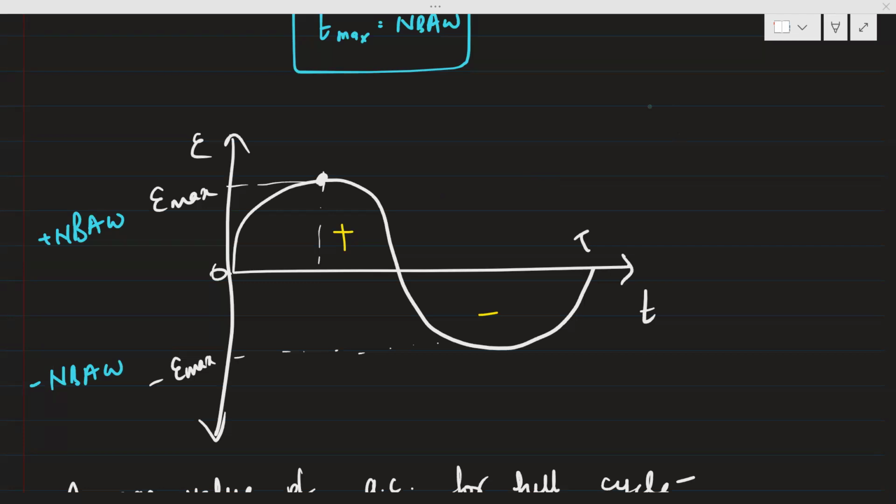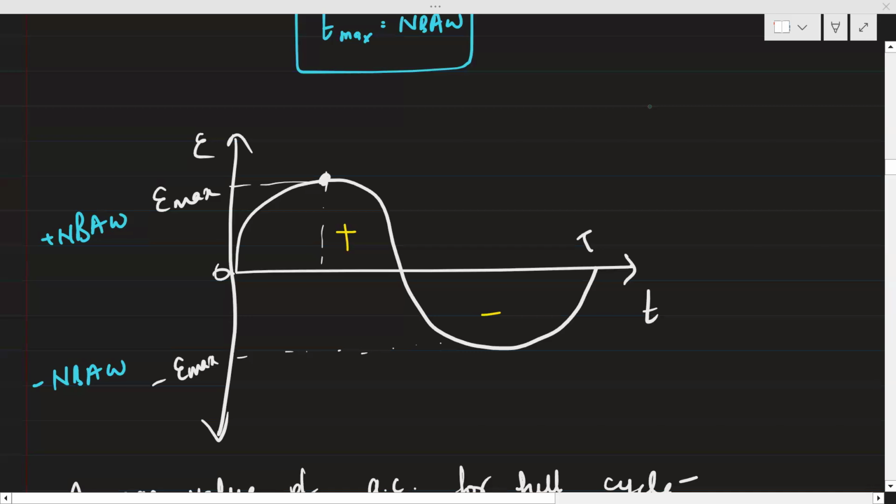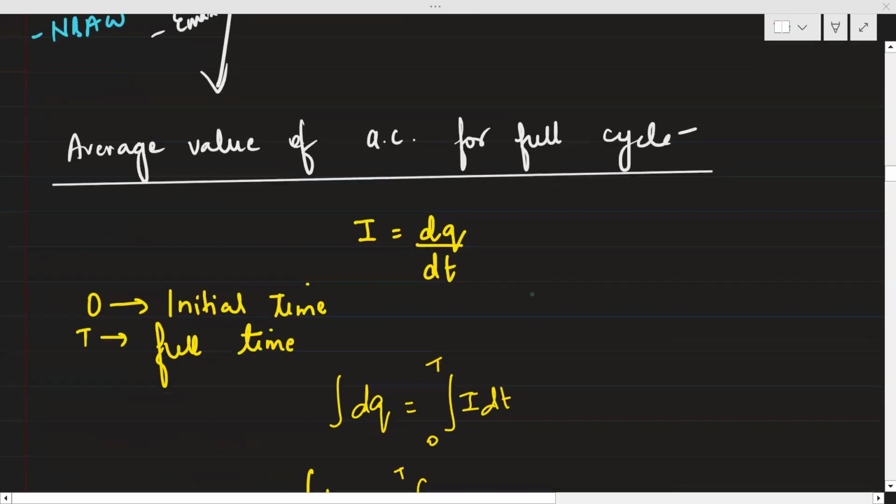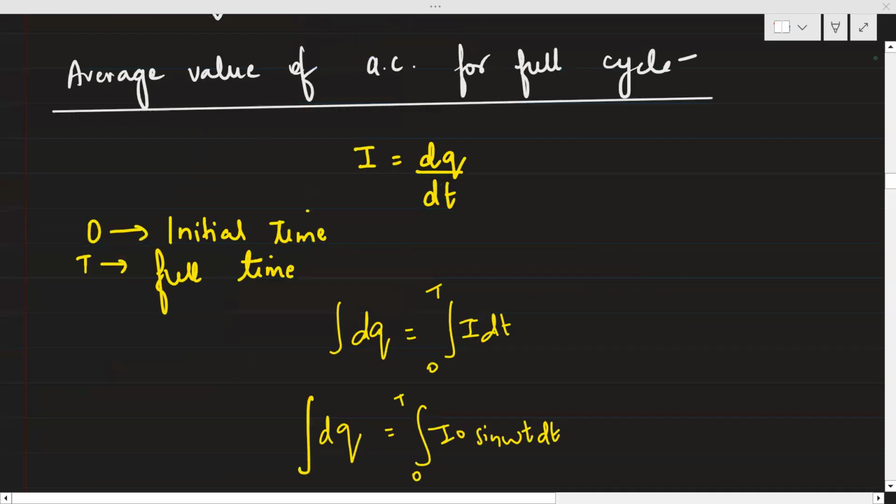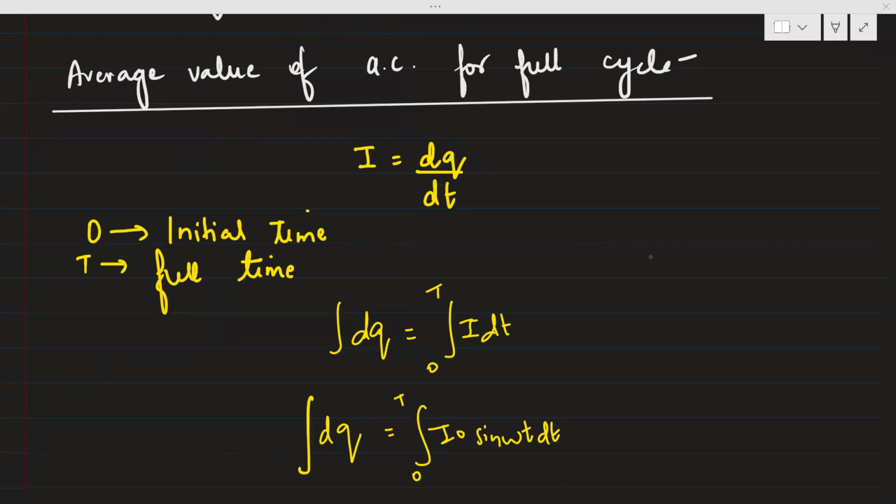Okay, class. Now continuing with the AC cycle for a half cycle and a full cycle. When I refer to a half cycle or a full cycle, it means the AC coil has covered only half of the turn. If it has completed only half of the turn, we call it a half cycle. And if it has completed the complete revolution, we call it a full cycle.